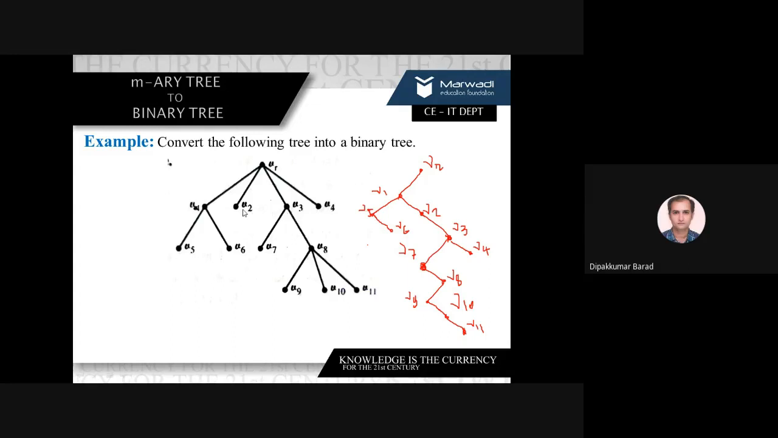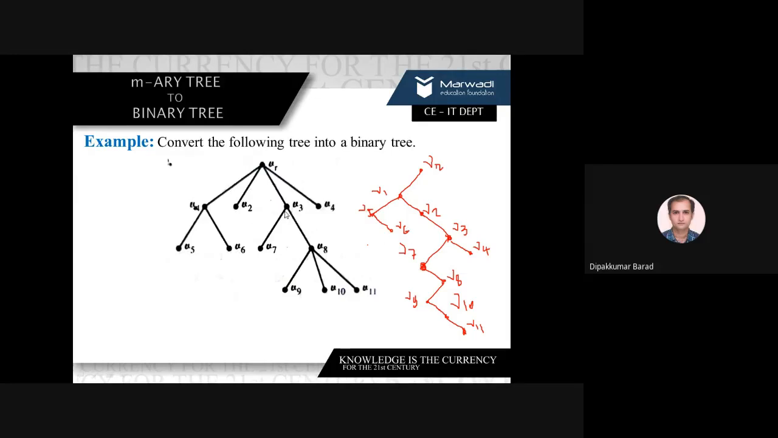Now V3 is a sibling of V2, so in the binary tree V3 is the right child of V2. In a similar way, V4 is a sibling of V3 and is on the right of V3, so V4 is the right child of V3. Now V1 has the children V5 and V6, so for V1 we get the left child V5. V5 and V6 are siblings, so V6 is the right child of V5.